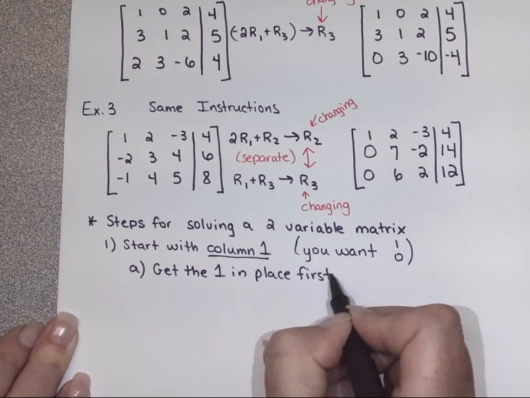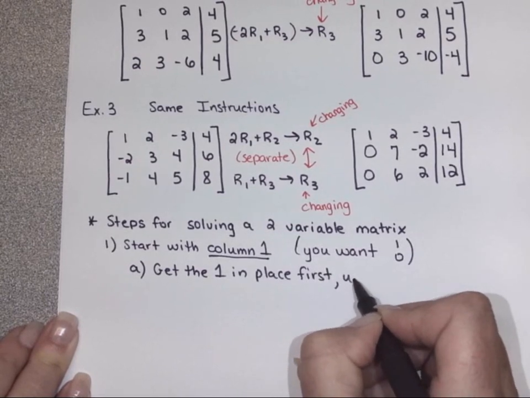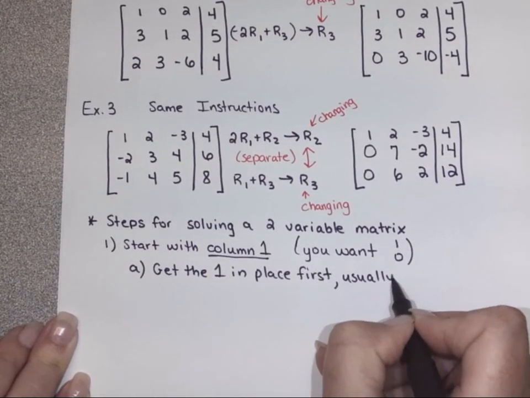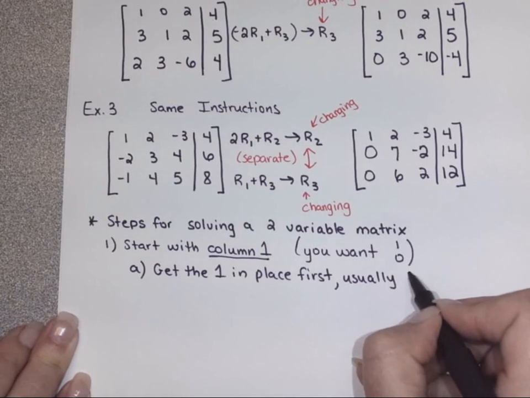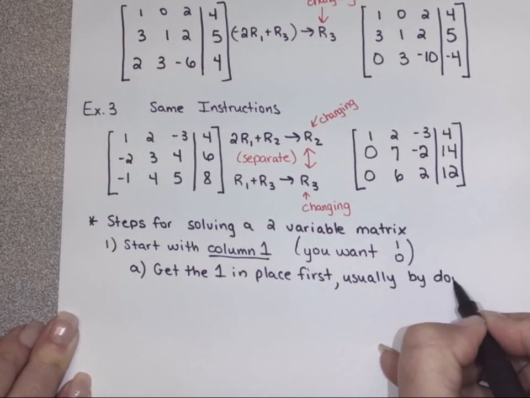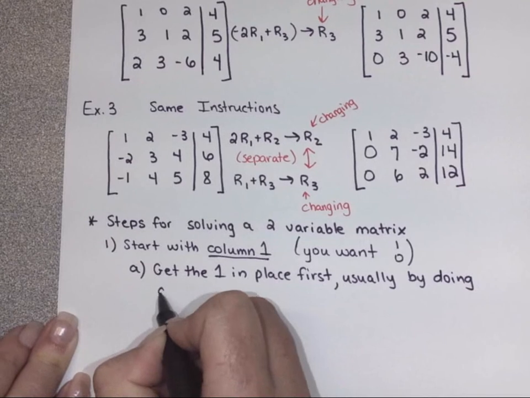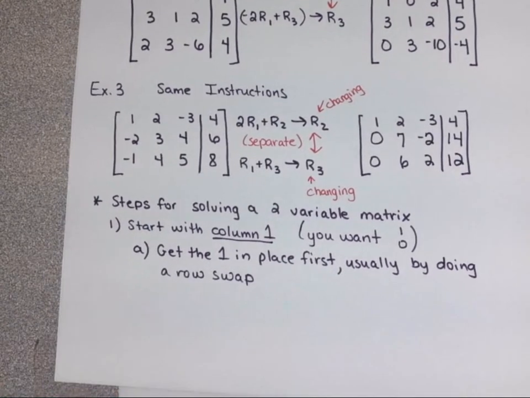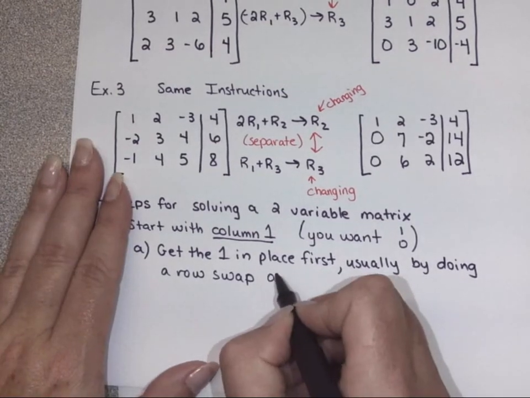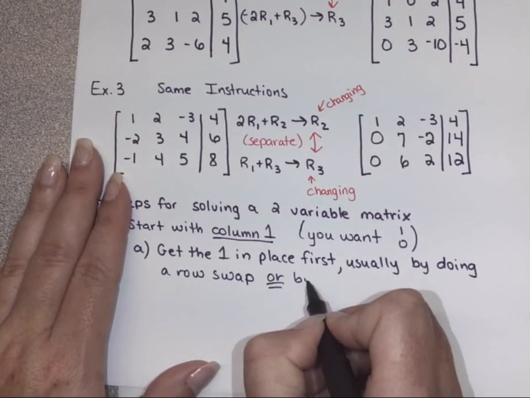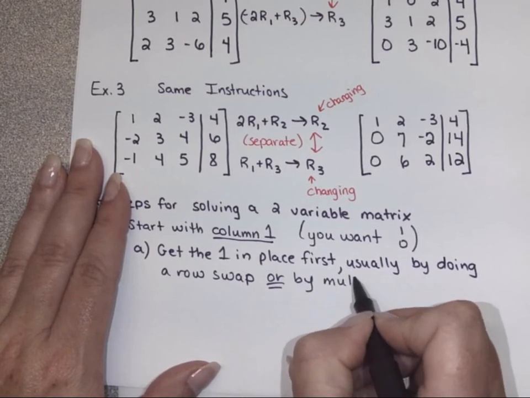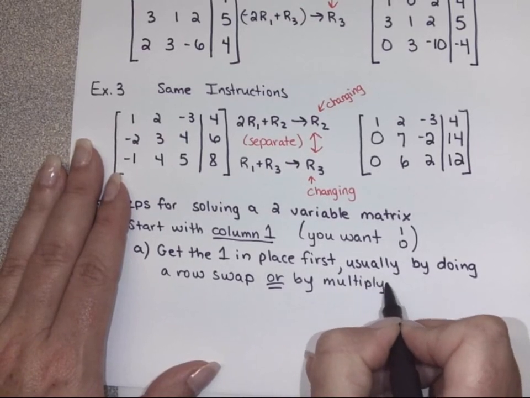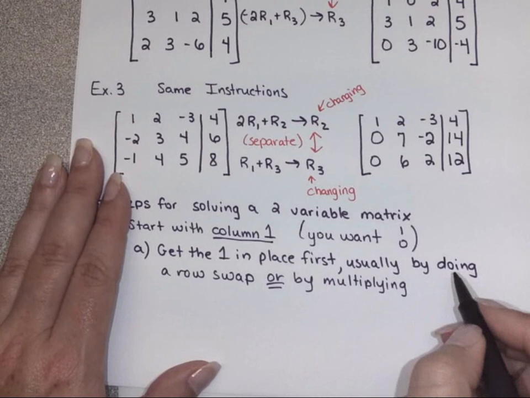So here are the 2 ways you can get the 1 in place. Usually by either doing a row swap. In other words, if there's a 1 in the second spot, you can swap it and put it in the first spot like you want it. Or by multiplying the first row by its reciprocal.